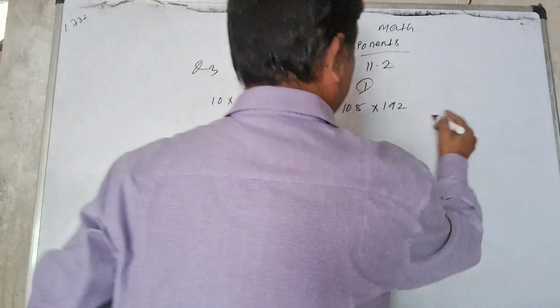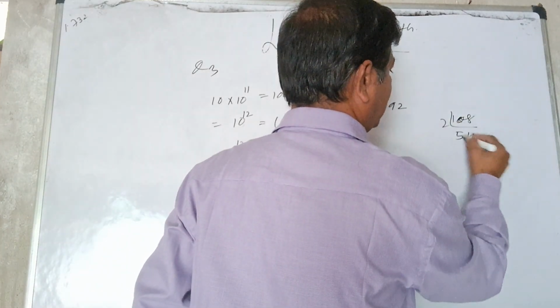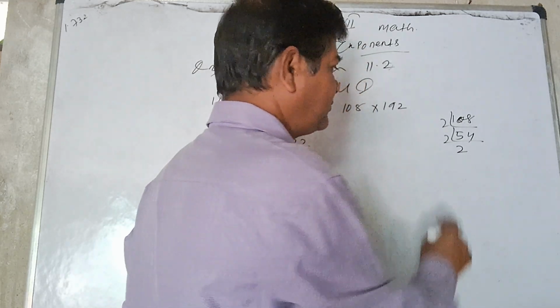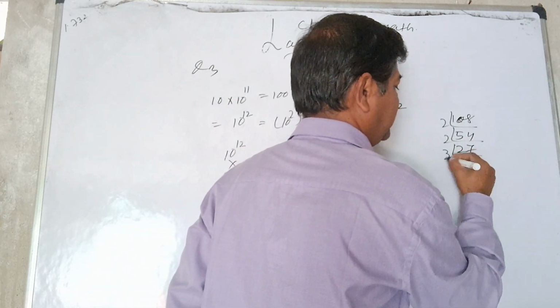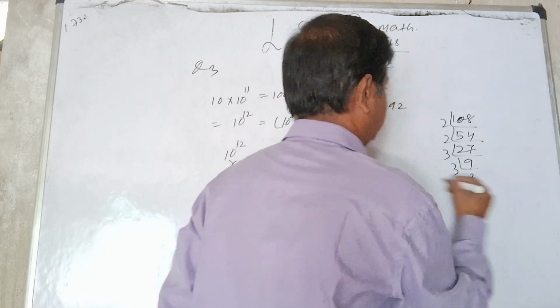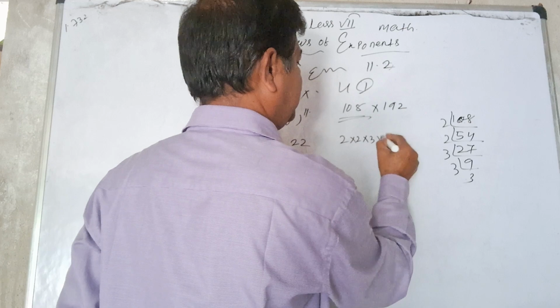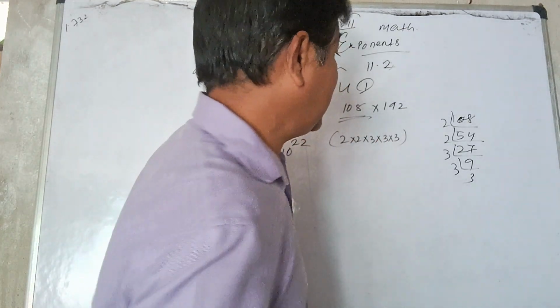Prime factorizing 108: 2 twos are 4, 2 into 54, 2 into 27, and then 3 nines are 27, 3 threes are 9, 3 threes are 3. That means 108 equals 2 into 2 into 3 into 3 into 3. Again, 192.